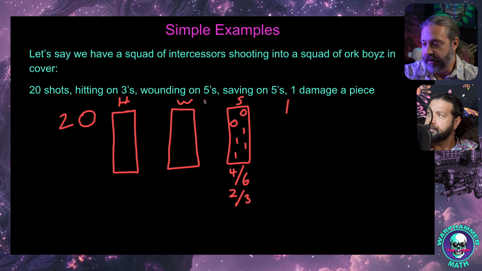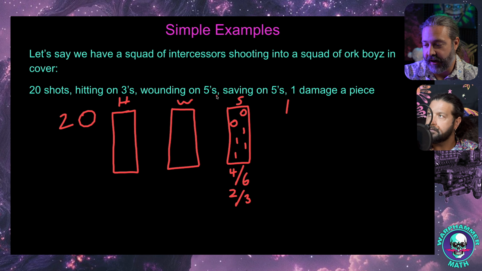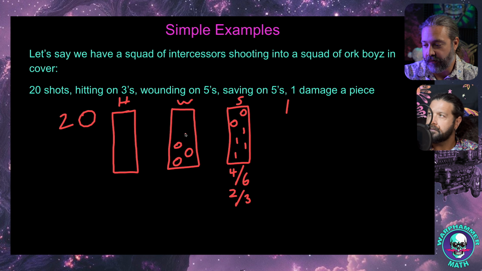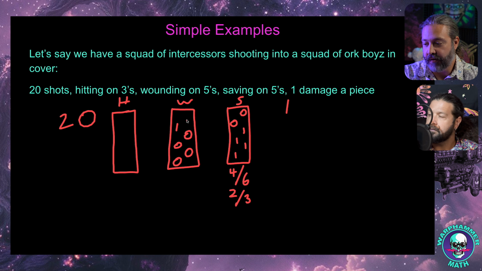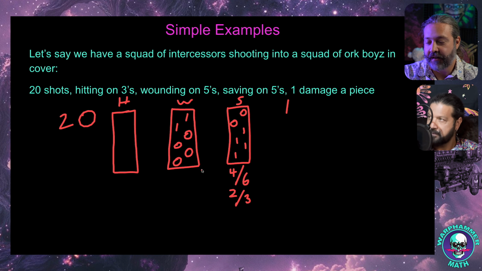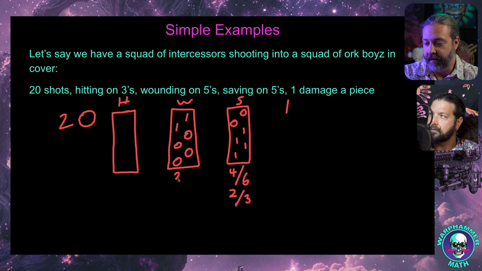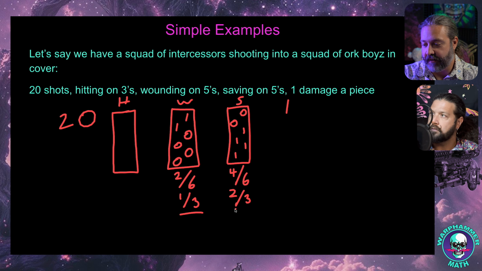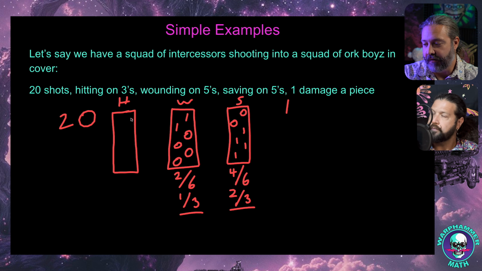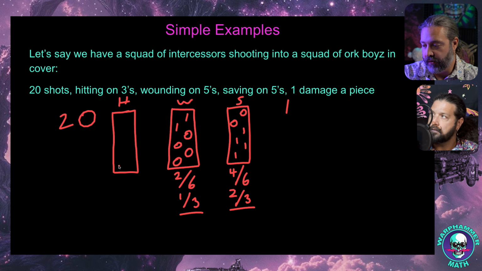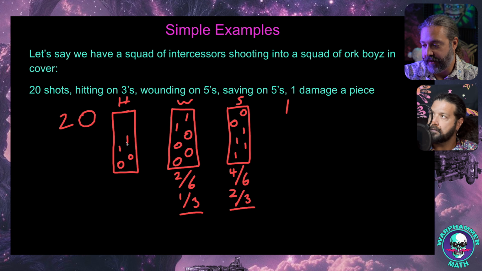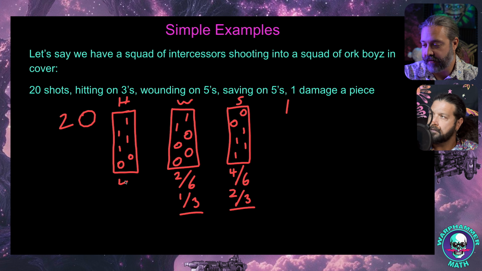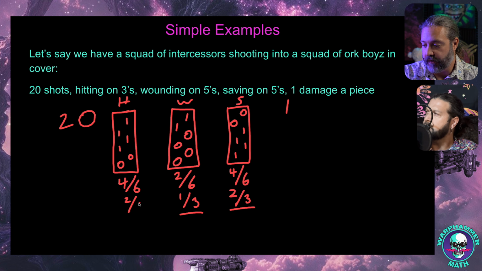Do the same with the wounds. We are wounding on 5s, which means 1 gets you nothing, 2 gets you nothing, 3 gets you nothing, 4 gets you nothing, 5 gets you 1 wound through, 6 gets you 1 wound through. So that's 2 out of the possible 6. Again, if you want to reduce the fraction, you can, but it's not necessary. For our hit roll, hitting on 3s, 1s and 2s get nothing. The rest get us 1. So we've got 4 that go through out of the possible 6, or 2/3.